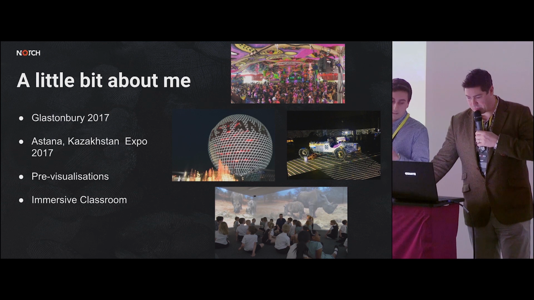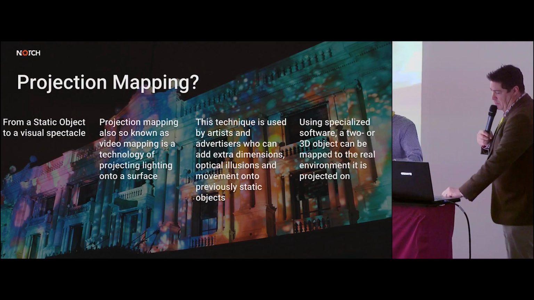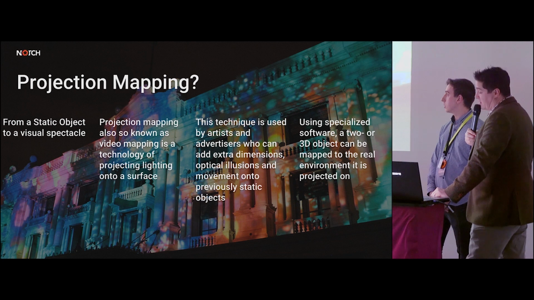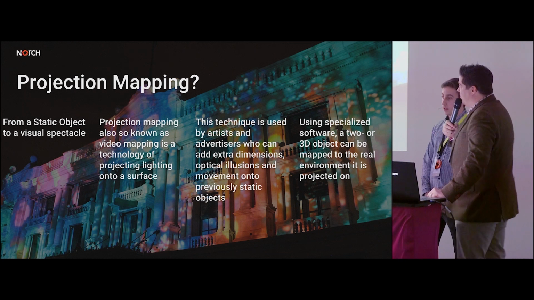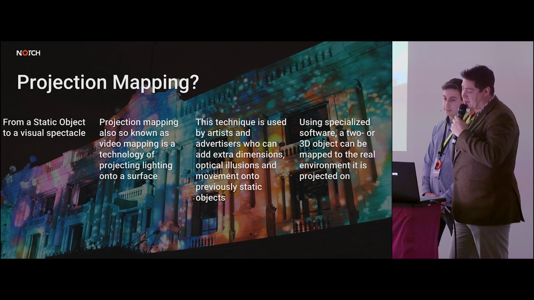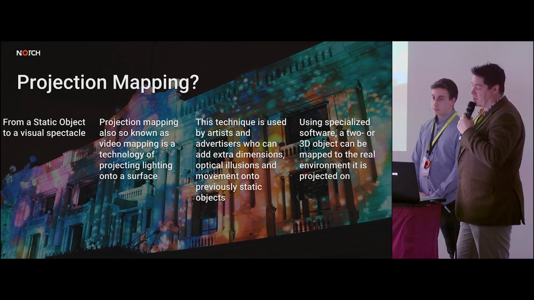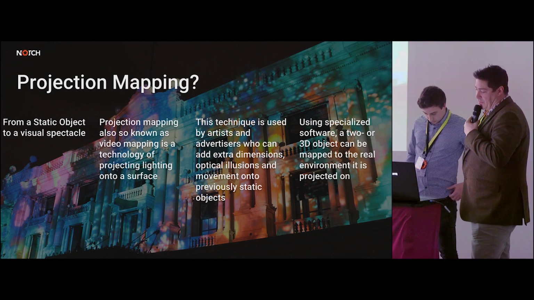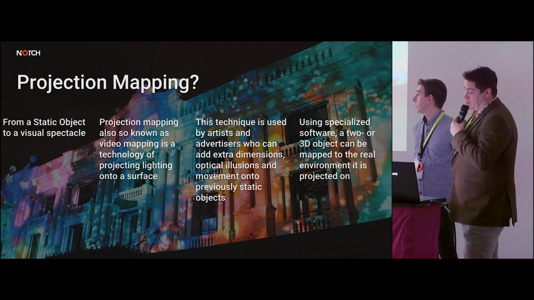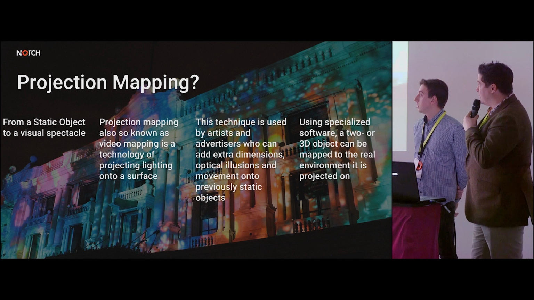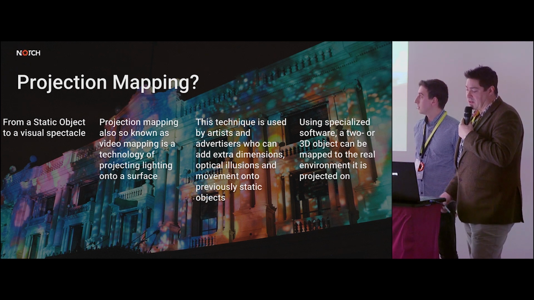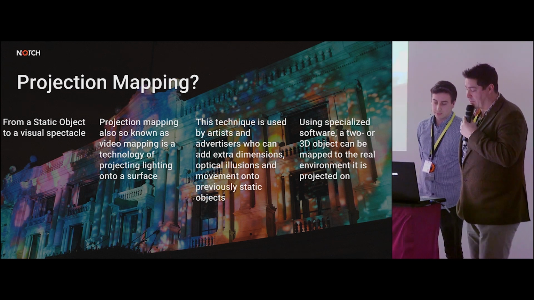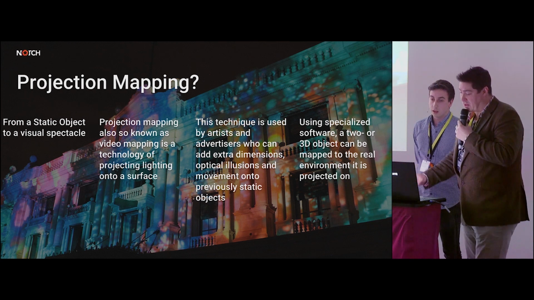Okay, so back to projection mapping. Projection mapping is creating a visual spectacle from a static object, such as a flat surface or a building. Projection mapping, also known as video mapping, is a technology of projecting light onto a surface. This technique is used by artists and advertisers who can add extra dimensions and optical illusions and movement into previously static objects. Using specialized software, a 2 or 3D object can be mapped onto the real object in real time.